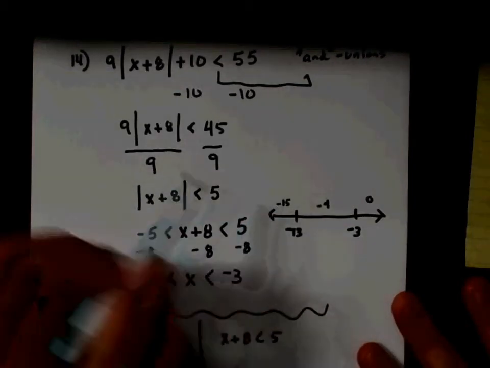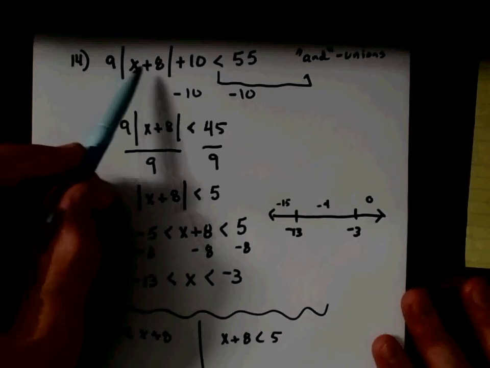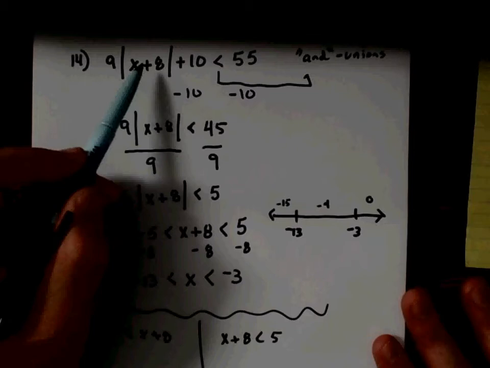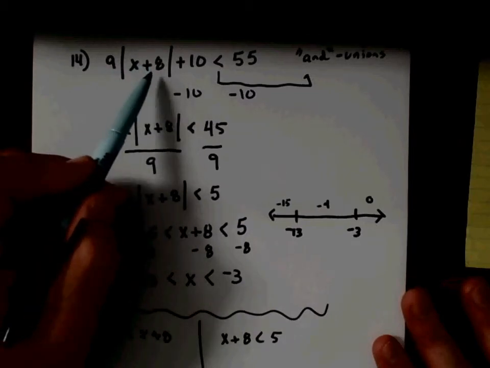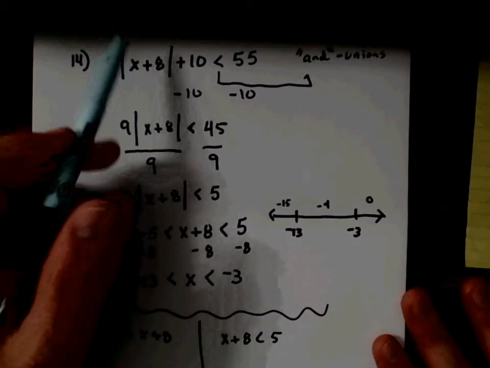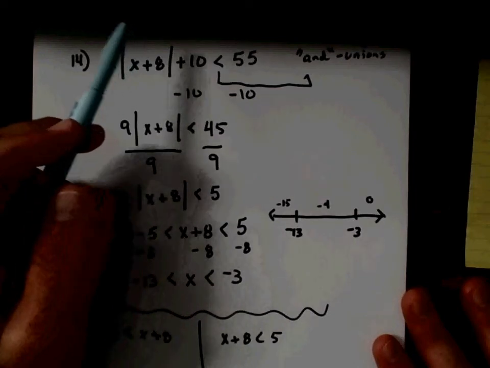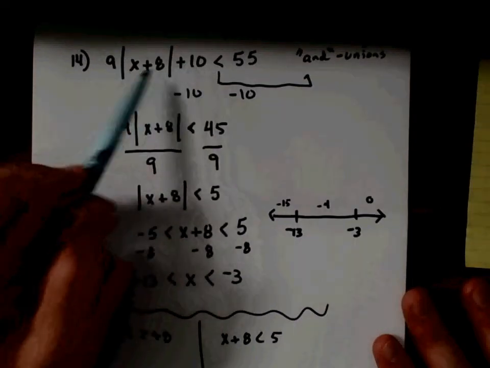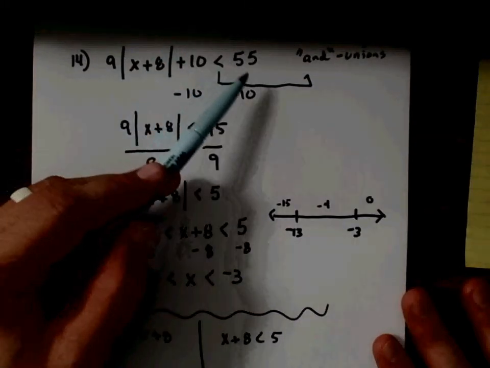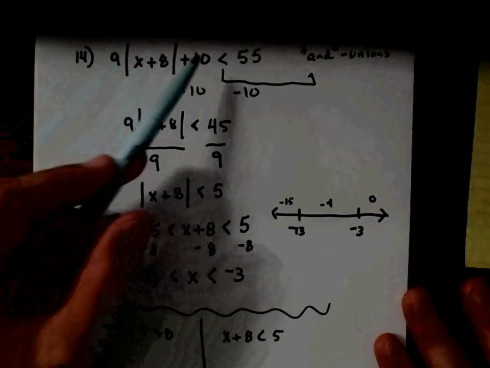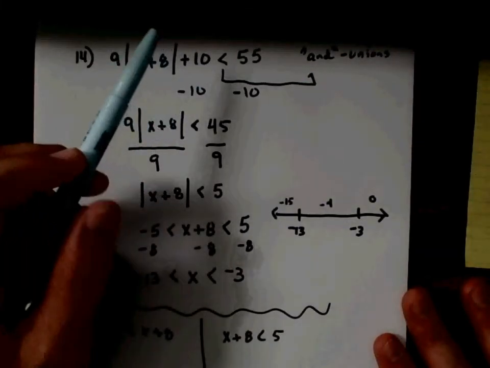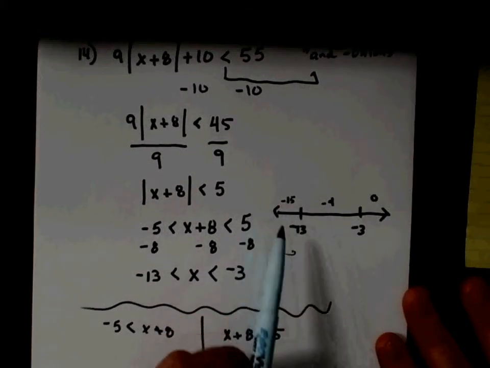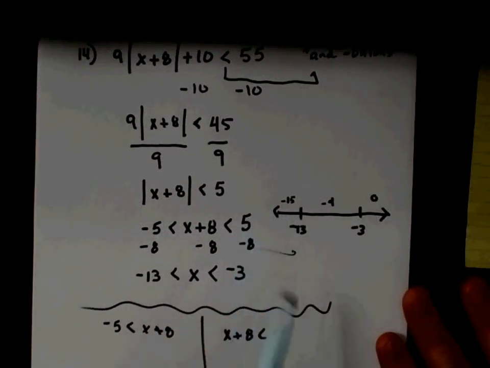Okay, so when I plug negative 15 in there, I'm going to get negative 15 plus 8, which is negative 7. Okay, negative 7 becomes positive 7, correct? Okay, so 9 times positive 7 is 63 plus 10 is 73. Is 73 less than 55? No, so therefore anything shading in this direction is not going to be true because that's not a true statement.